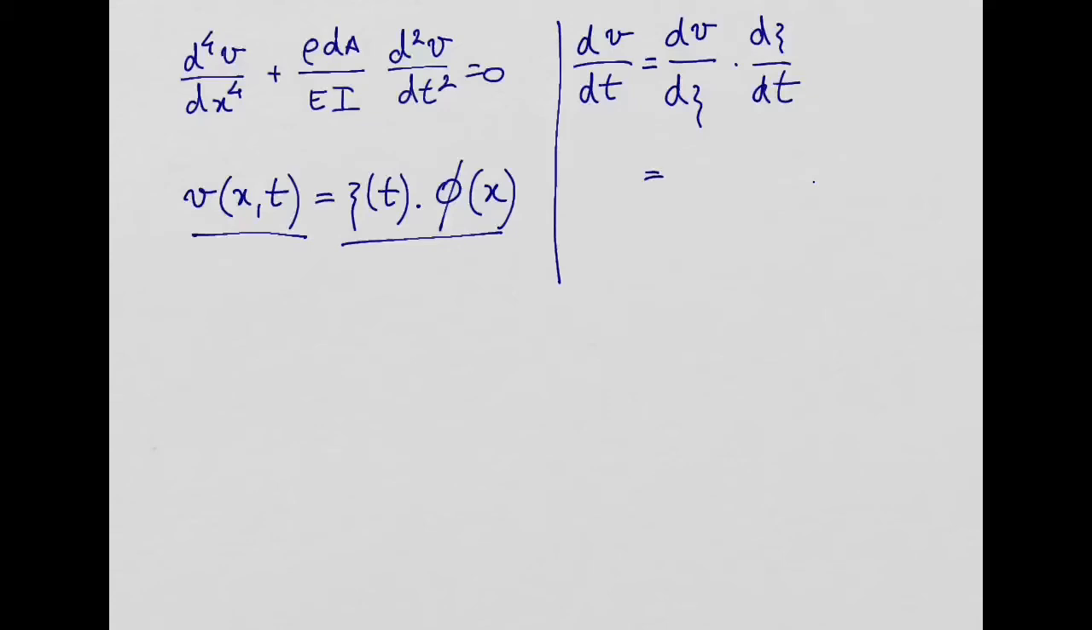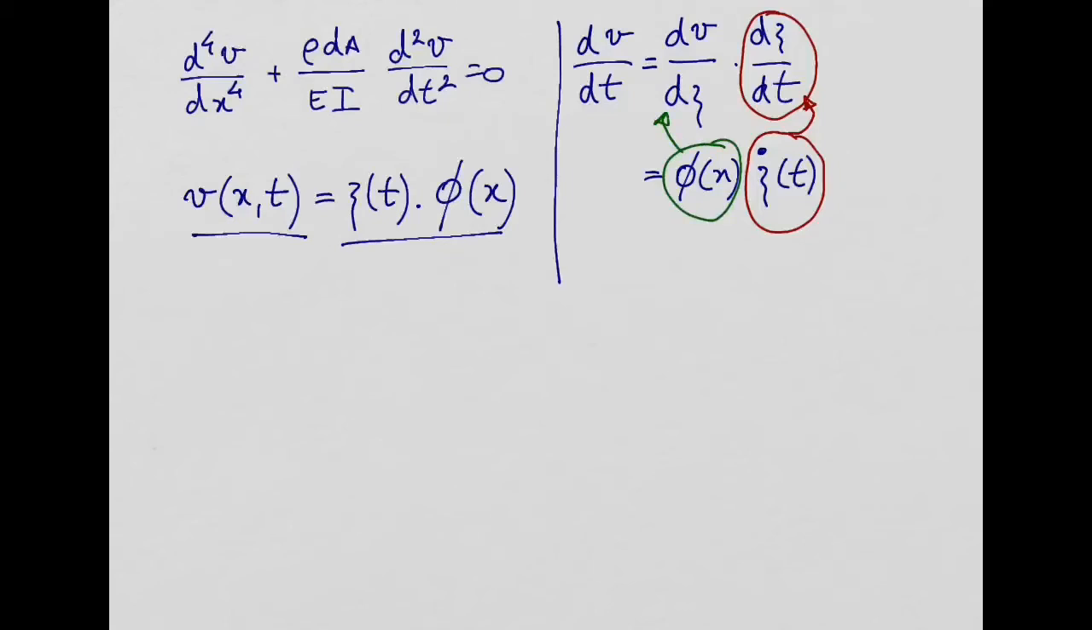which will be equal to derivative of this in order to xi is going to be equal to phi x. Derivative of xi in order to time is going to be equal to xi dot. You agree with this? So this term is this one, and this is the result of the derivative of the deflection in order to xi. Right?